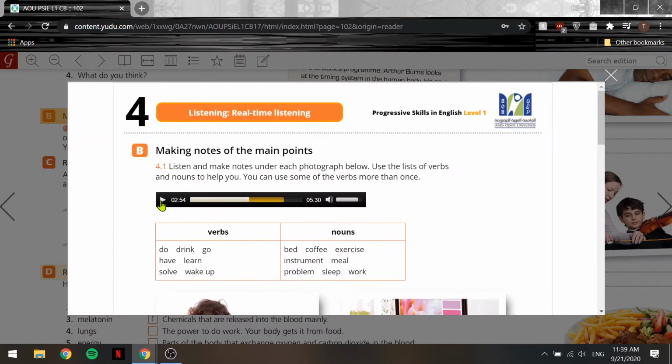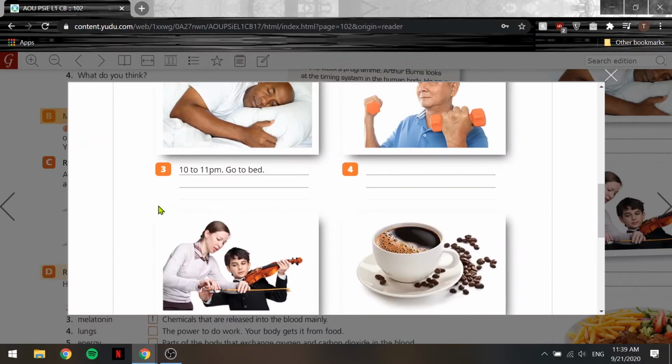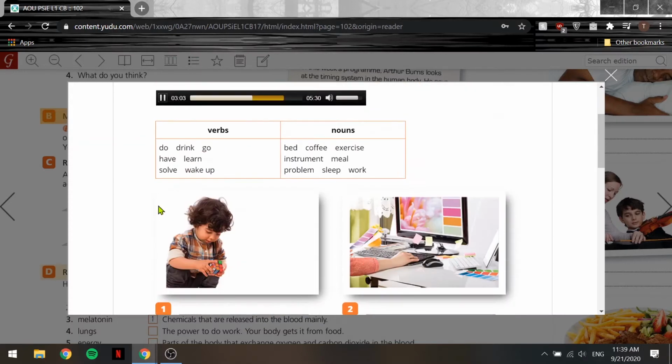At 11 a.m., the brain is at its highest level of activity. So this time is a good time to solve a problem.